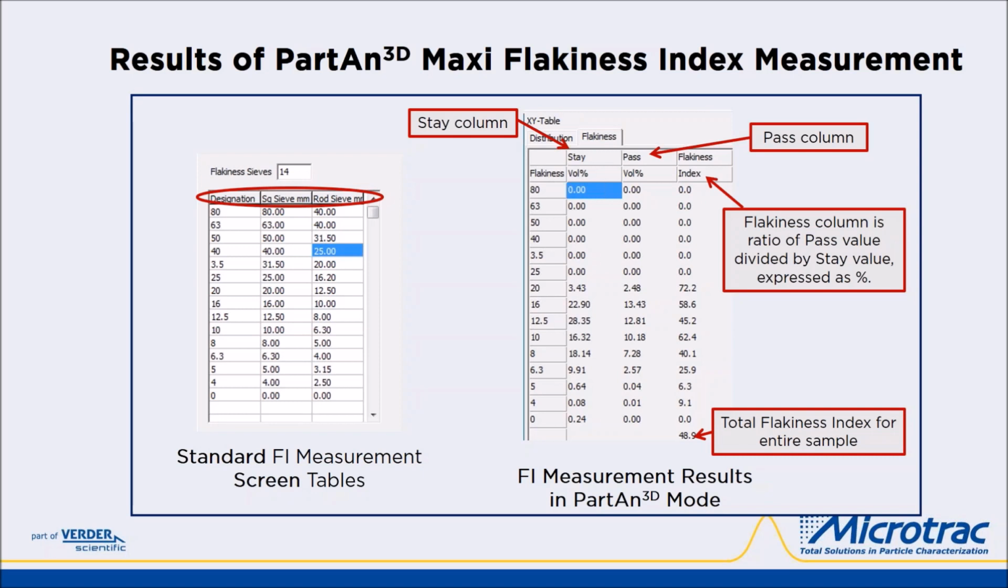The table on the left lists columns on the screen designations and the size in millimeters of square-hole screens used in the first screening operation, and the third column lists the bar sieve sizes in millimeters. All results are given in the table to the right. Square-hole screen designations are listed in the first column below a stay value, which indicates % by volume in those size fractions. The pass column to the right is the list of % passing the bar screens from the stay screen. The flakiness column then lists the flakiness index for each size fraction and for the total sample at the bottom.